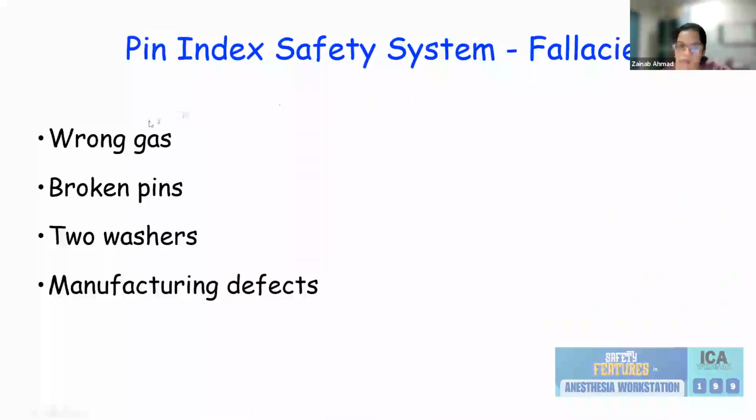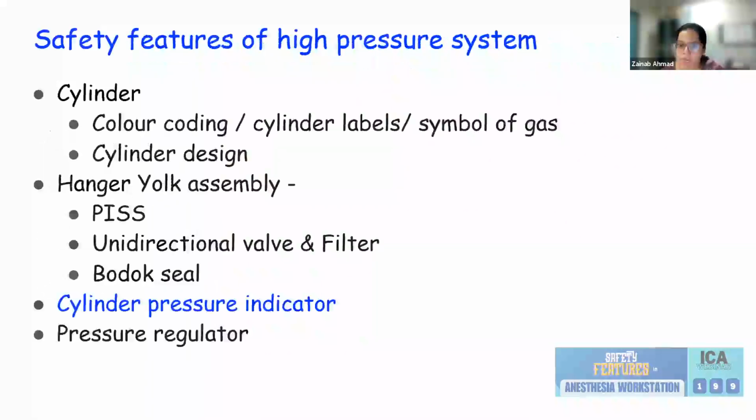There are certain fallacies. What are the fallacies? Suppose your cylinder itself is filled with the wrong gas, or your pins are broken, or there have been reports in which more than one washer has been attached and the pins don't align that well. Still, some of the gas is delivered into the system, or there can be certain other manufacturing defects. That is why we have safety features at every step. It is not just dependent on the pin index safety system or any one feature.